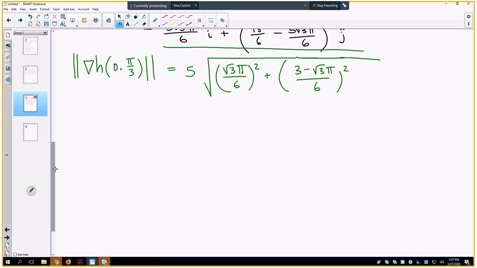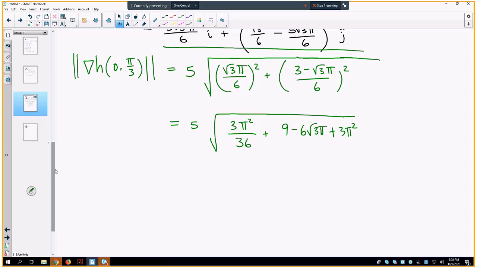We'll simplify that. So that's 5 outside the square root, and inside the square root, square root of 3 times square root of 3 is 3, 3 pi squared over 36. And then here, we're going to have 3 times 3 is 9. Minus 3 square root of 3 pi. I get that term twice. So minus 6 square root of 3 pi. And then plus 3 pi squared. That's also over 36.